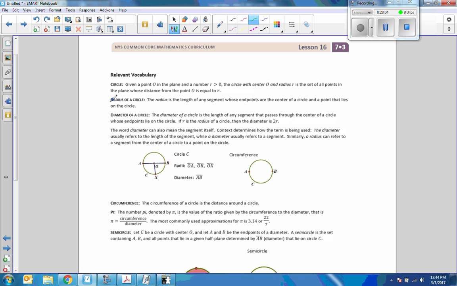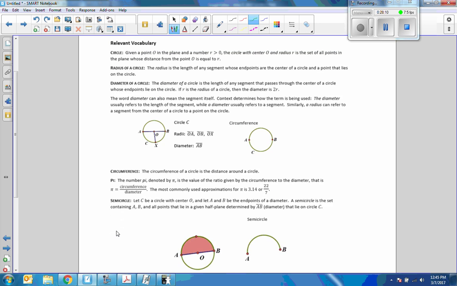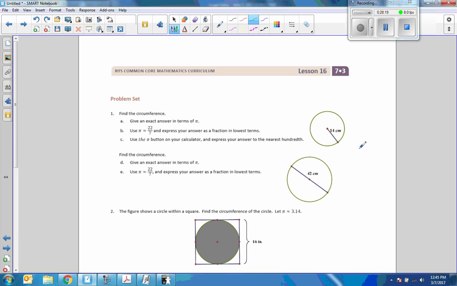Then they explain radius of a circle, the diameter of a circle, the circumference of a circle, a semicircle. So this is all really important review right here for you from this lesson. So please review this relevant vocabulary. I will be using it. That is the end of lesson 16. Do your problem set.